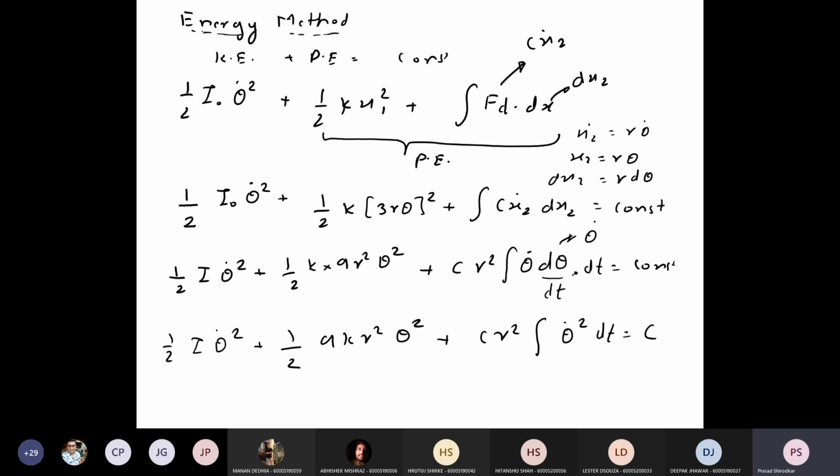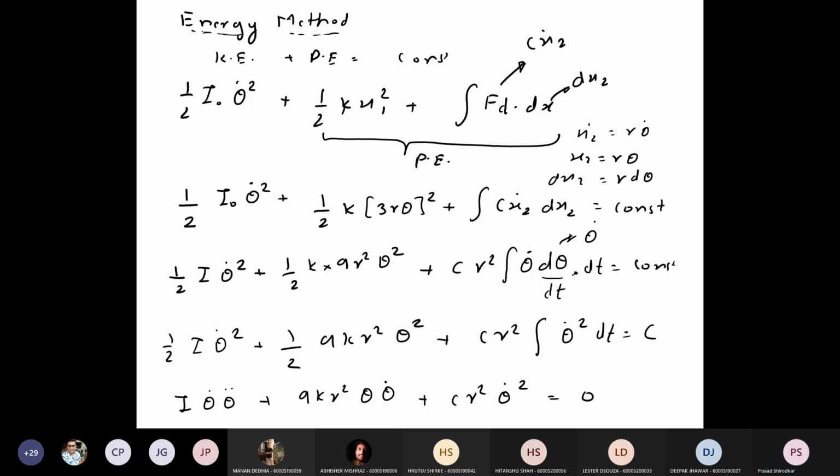So what will be the next step? Differentiate this equation. When I differentiate, this becomes I theta double dot plus 9k r square theta theta dot plus, the derivative of this integral will be simply c r square theta dot square, is equal to 0.